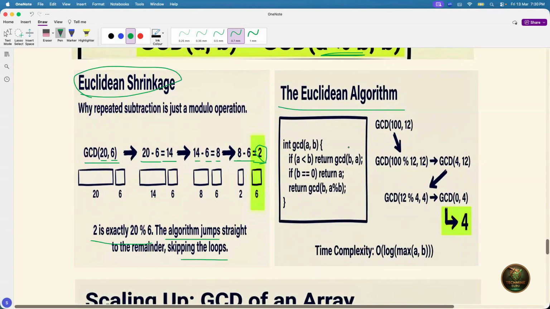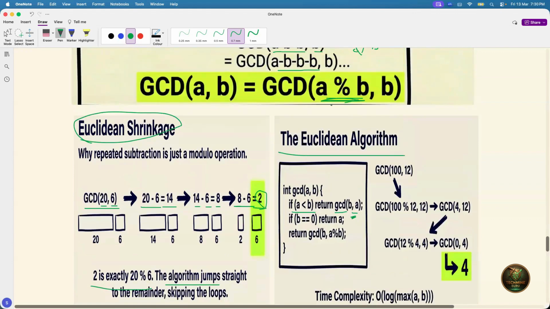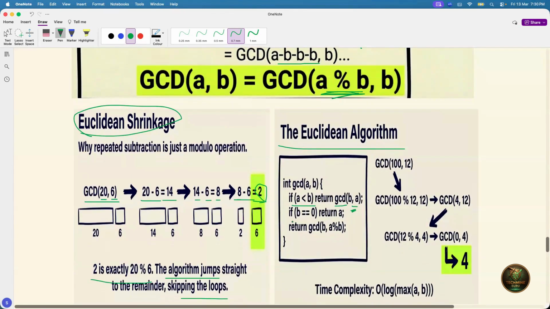How to write the code for the GCD? If A is lesser than B, using the property GCD of A comma B is equal to GCD of B comma A, we can simply return GCD of B comma A, so that the first number becomes bigger. Because only if the first number is bigger can we use this formula, that GCD of A comma B is equal to GCD of A mod B comma B. If B is 0, again, this is the GCD property that we have to return the other number.